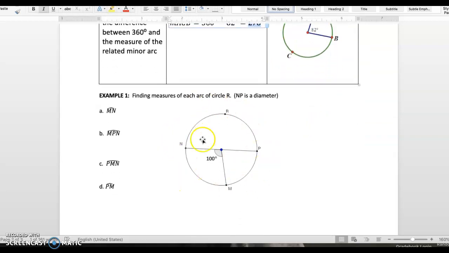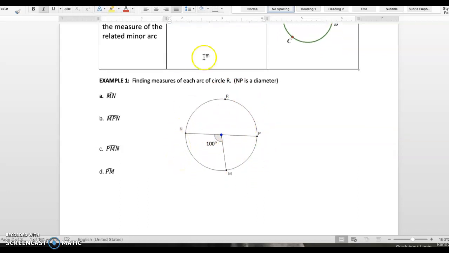So in this example, we're going to be able to find different arc measures, and here I have listed out 4 of them. We know that the vertex is this blue dot here, and in the directions, it's also important to point out that N through P is the diameter. So we have 2 semicircles, NRP and NMP, because it's split down the middle. So each of those sections would be 180 degrees because they take up half of the circle.